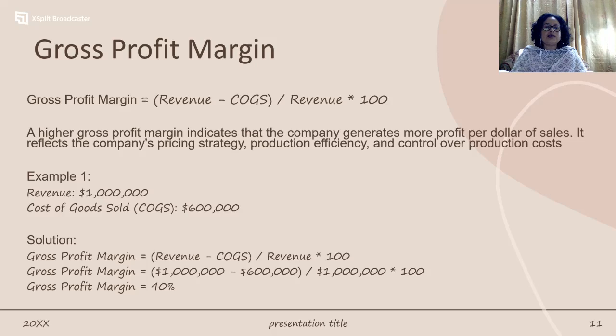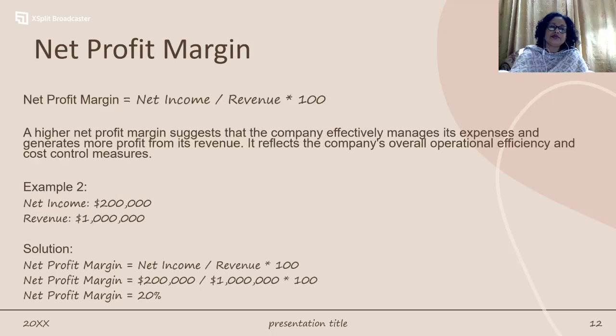So revenue is 10 lakh, and your cost of goods sold is 6 lakh. So gross profit margin would be revenue minus cost of goods sold, that is your 10 lakh minus 6 lakhs, divided by the revenue, that is 10 lakh, into 100. As we are multiplying with the 100, it comes to 40% after calculation.